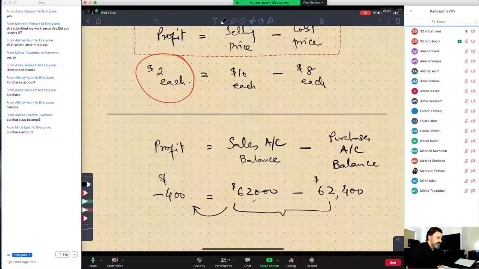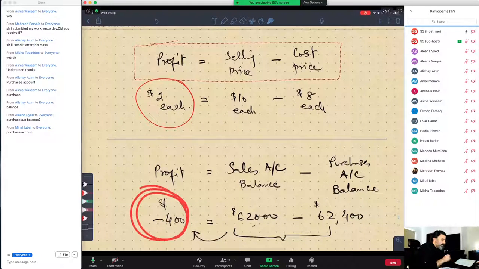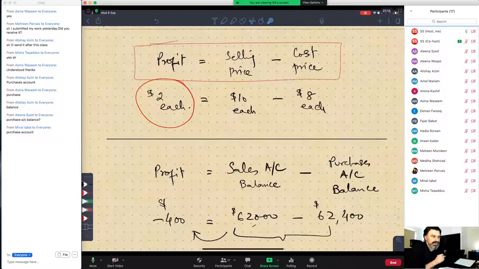First of all, we understand what we did. We simply plugged in the values given to us for sales and purchases, as we have previously agreed that the purchases account balance is going to represent the cost of the goods that we are referring to. So there is a problematic issue here. If you see one book in isolation, you're making $2 of profit. But if you see the overall operations, then you see that we have a loss of $400. So obviously something is wrong here.